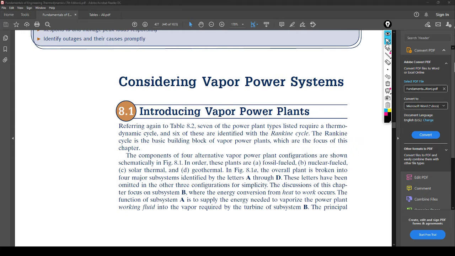The components of 4 alternative vapor power plant configurations are shown schematically in order in Figure 8.1. In order, these plants are fossil-fueled, nuclear-fueled, solar thermal, and geothermal. So the one that I described, which was the solar one, is the solar thermal. This is the one where the sun heats up the working fluid.